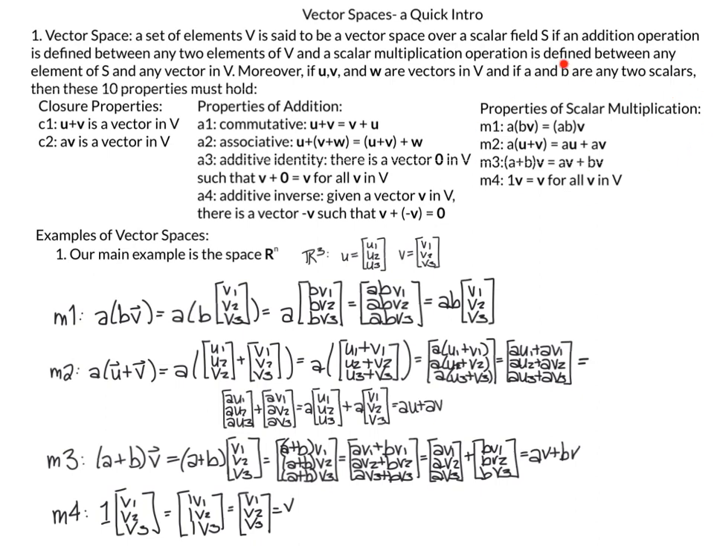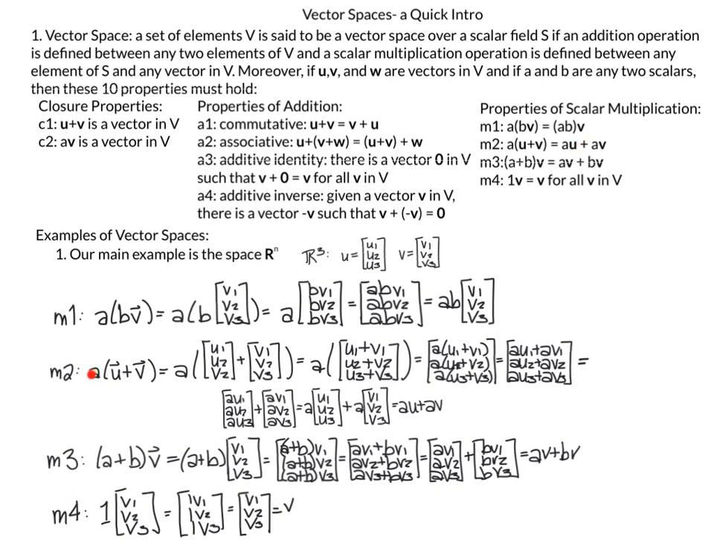Looking now at the properties of scalar multiplication, we want to show that in Rn, these four properties are satisfied. I'm just going to look at M2. I have M1, M3, and M4 here for your reference. But let's look at M2. If we have a scalar A times (U plus V), that's going to be equal to AU plus AV.